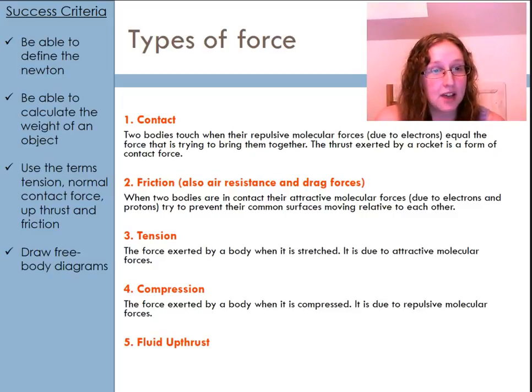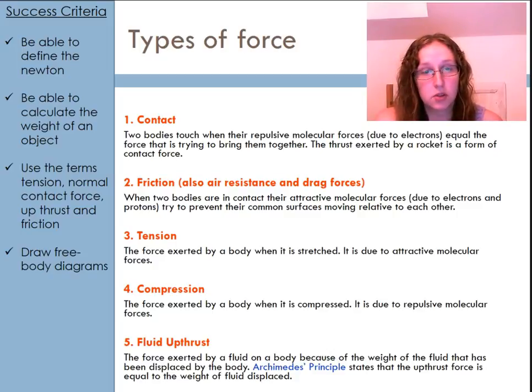Next we've got fluid upthrust. We will talk about this a little later because we are going to talk about upthrust and the Archimedes principle explicitly a little bit later. But basically this is the force exerted upwards by a fluid because an object with weight has displaced some water.